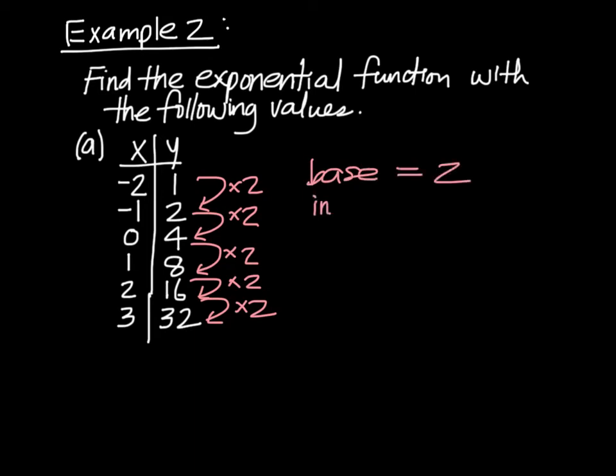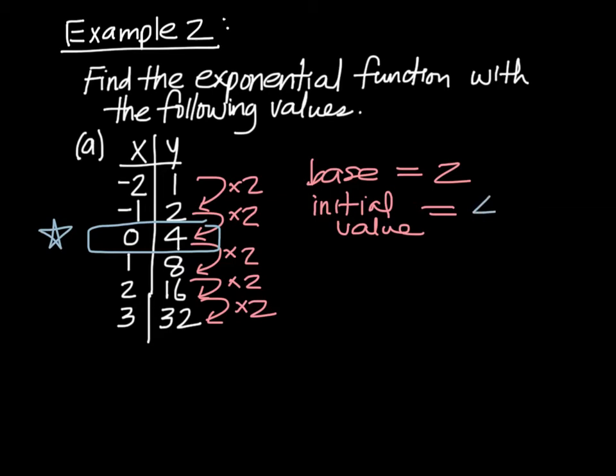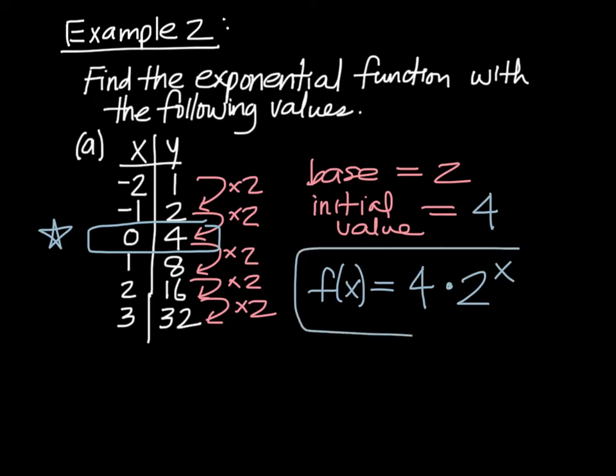Now, the initial value, you always look at when x is 0. So we are talking about right over here. When x is 0, y is 4. So the initial value is 4. Keep in mind that the initial value is about when x is 0. And so here we have enough to make our exponential function. Initial value times the base to the x power. So this is our function given this set of values.